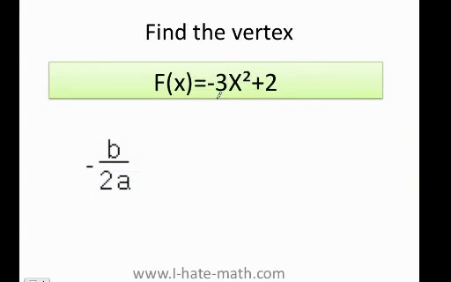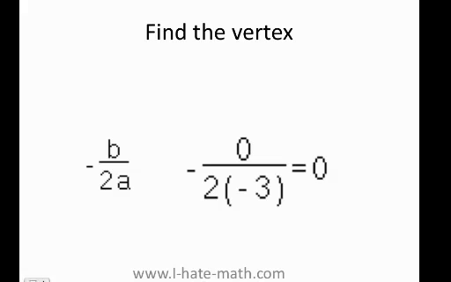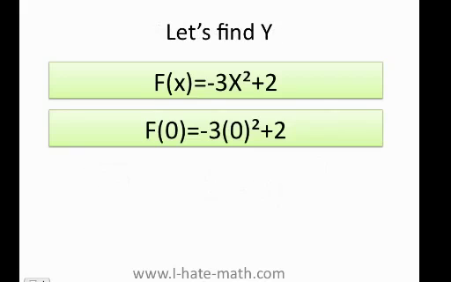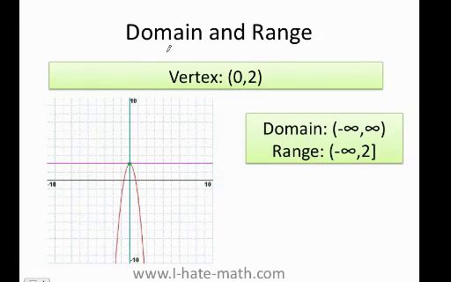Now, let's go ahead and find the domain and range. Well, find the vertex. Remember, A is equal to -3. B is 0 because look, I don't have any B here. So now I find the value of x. When I plug in the 0, I get that it's 0. Let's find the value of y for the vertex. When I plug the 0 into the function, I get that it is equal to 2. And now look, when we graph, we have that the vertex is 0, 2.